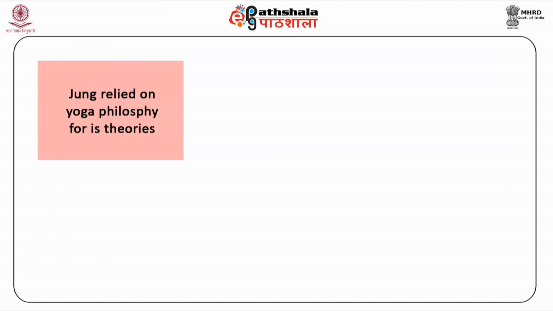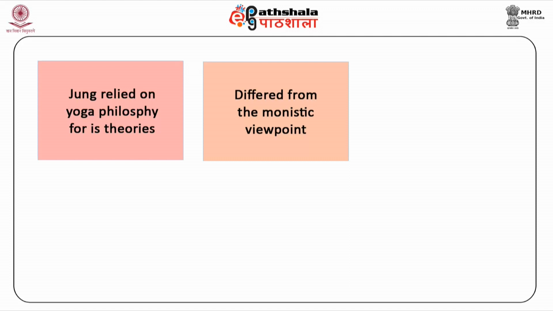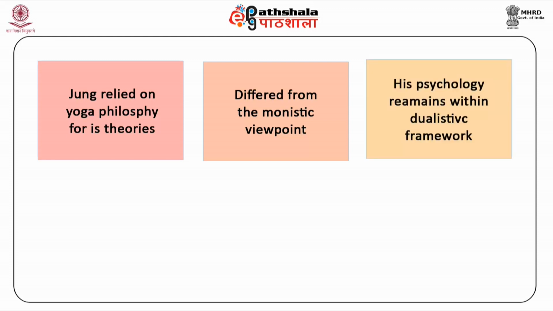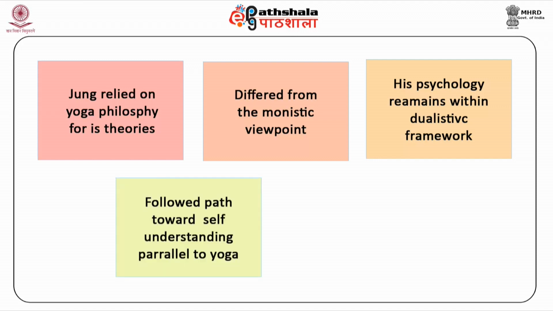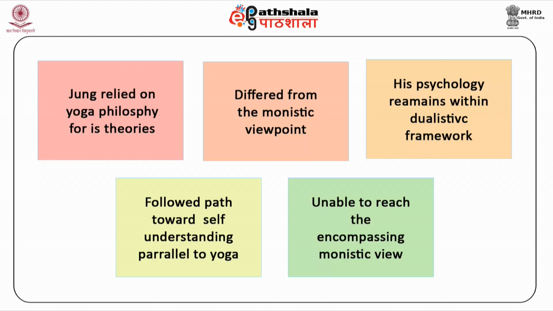Although Jung relied heavily on yoga philosophy and psychology in developing his own theories, he differed from the monistic viewpoint on one fundamental assumption, and as a result, his psychology remains within the dualistic framework. Jung followed a path towards self understanding that, in many respects, was parallel to yoga, but he stopped short, unable to reach the more encompassing perspective of monistic psychology. Yoga psychology goes on to a greater purview, leaving Jung behind to take in a more limited survey of the landscape below, albeit one that is far more encompassing than that of other modern psychologies.